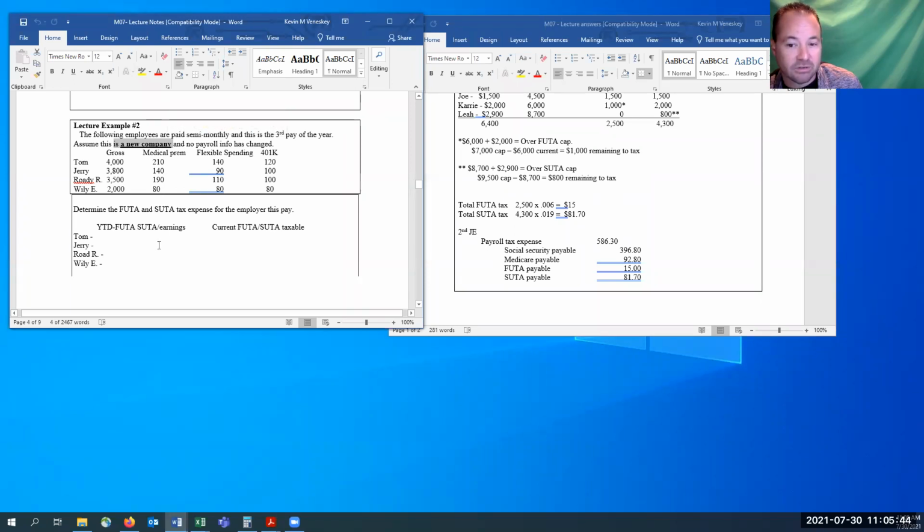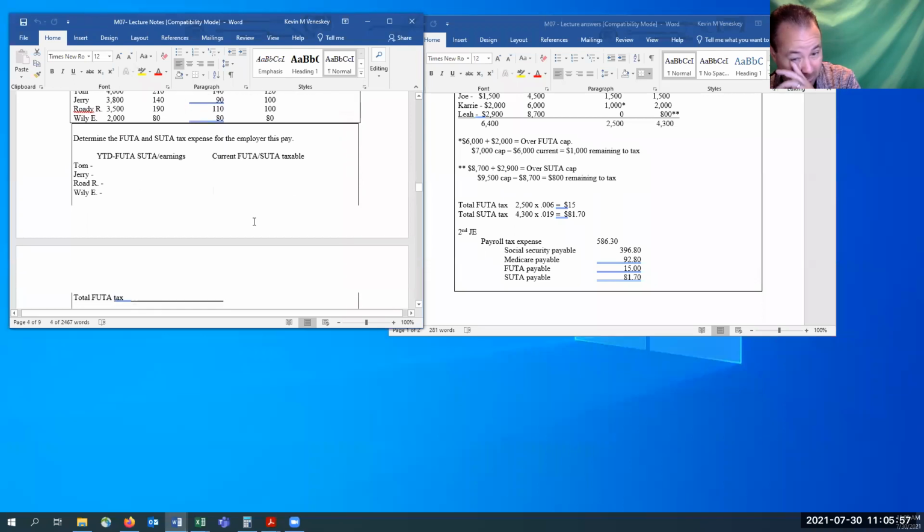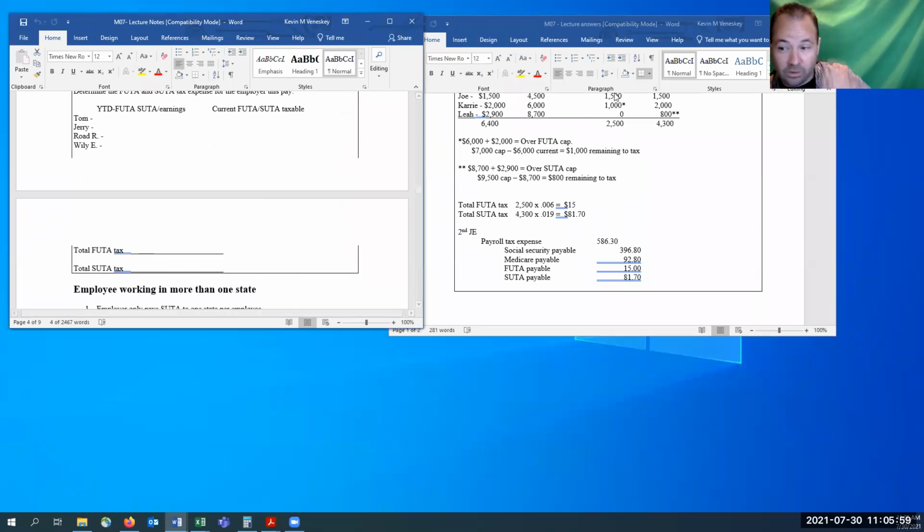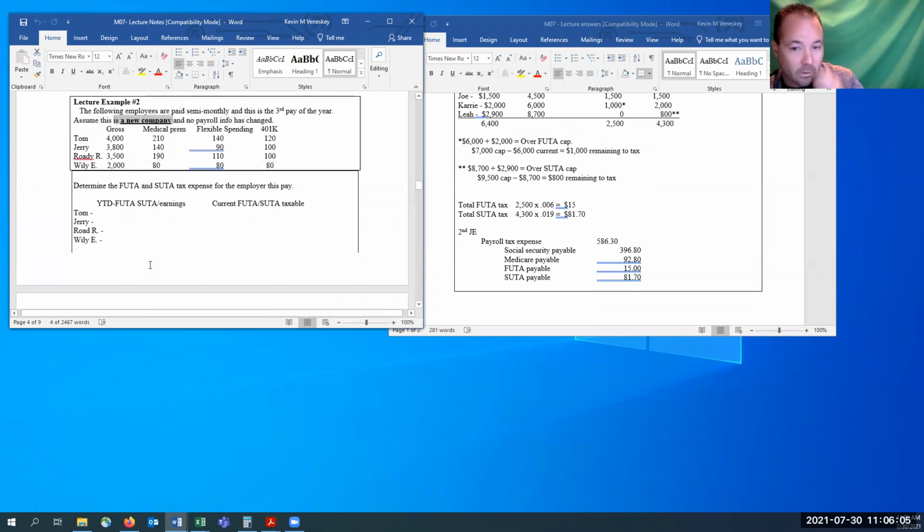And I want us to determine how much has been earned year to date, and then how much will be taxable for FUTA and SUTA. And then we can do like what we did here and figure the total tax. Okay, so go ahead and pause now for lecture example number 2.